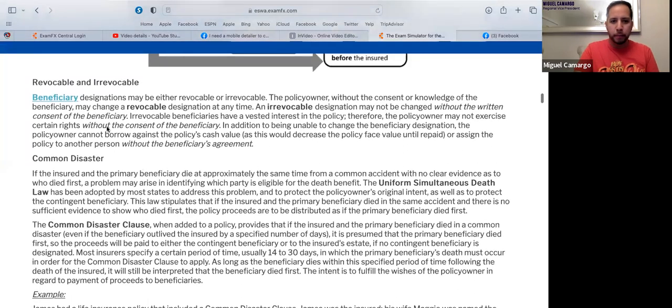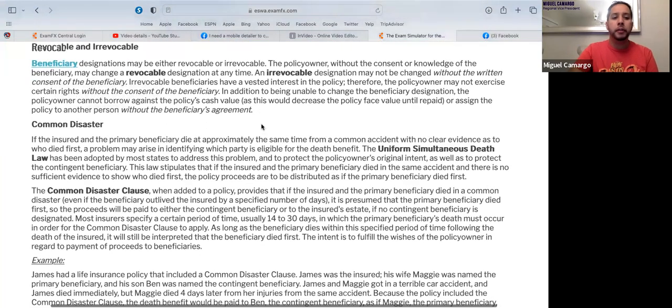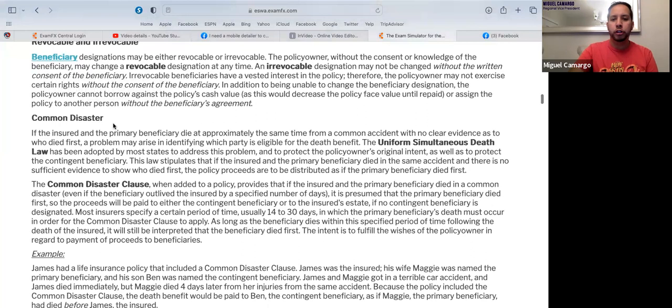That's all you need to know about irrevocable versus revocable. Revocable is designation can be changed at any time by the policy owner. Irrevocable is designation cannot be changed without written permission from the beneficiary. Now let's talk about something called the common disaster clause.